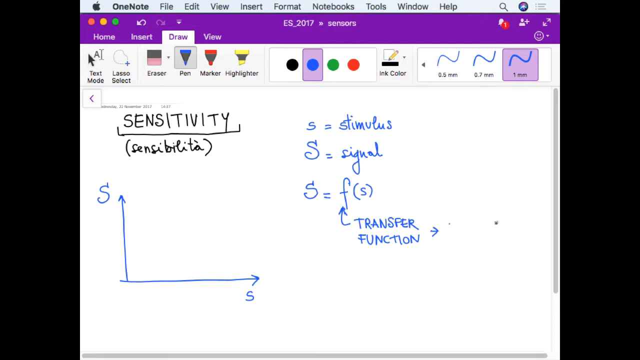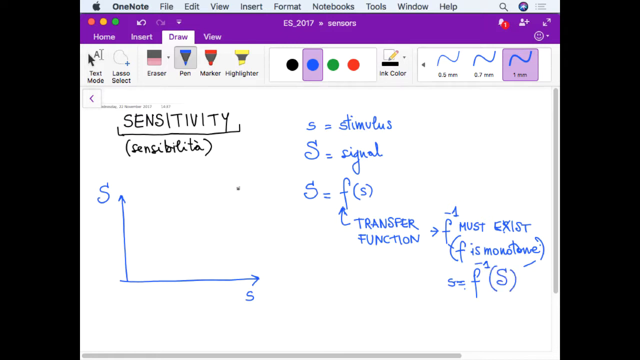Okay, f to the minus 1 must exist, so it must be invertible, which is the same as saying that f is monotone. For a simple function, the fact that f is monotone is sufficient. Because if the inverse exists, I can compute the stimulus once I know the signal in this way. Okay, let's assume that f is like this.